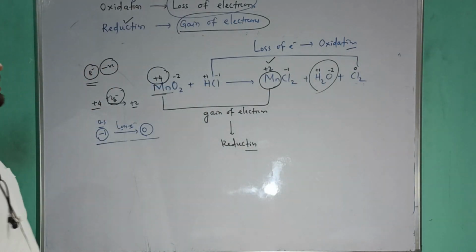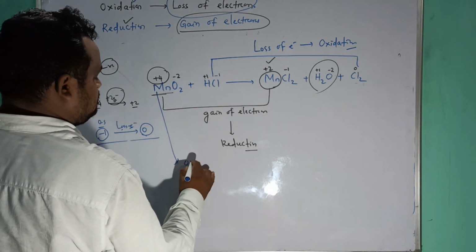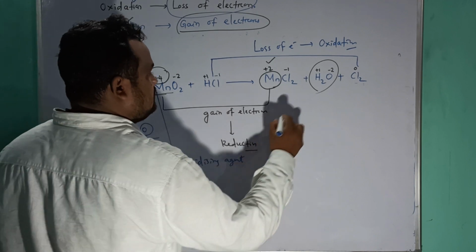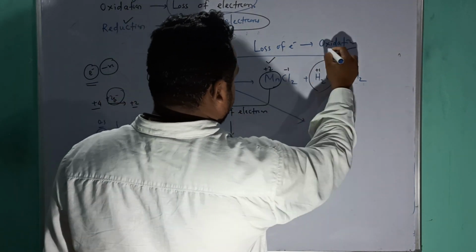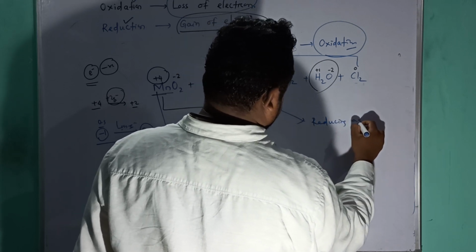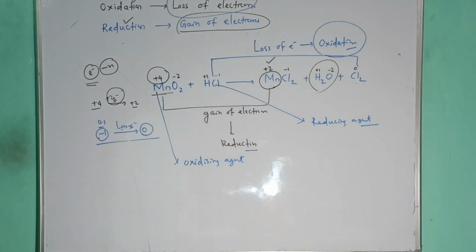Oxidation. So if you know reduction and oxidation, then you can easily identify oxidizing agent and reducing agent. So manganese, that is your oxidizing agent, and Cl oxidation हुआ है, this is your reducing agent. So what is your work now? This is the best method. If you are able to understand this one, you can solve any type of question in board exam.